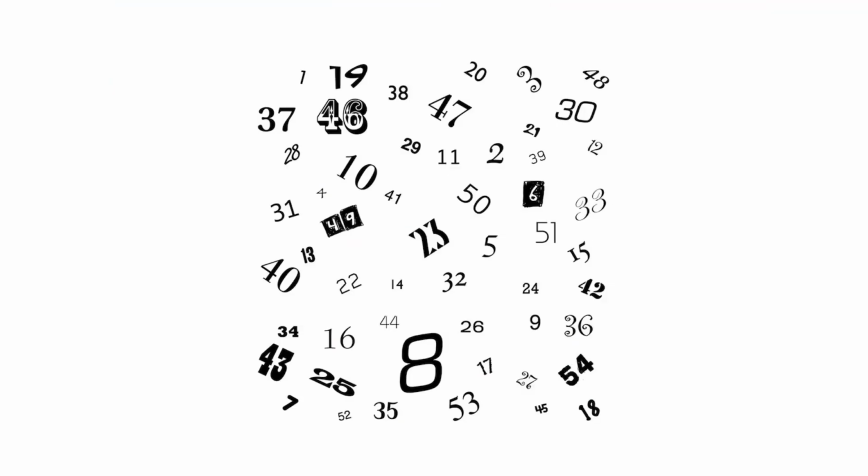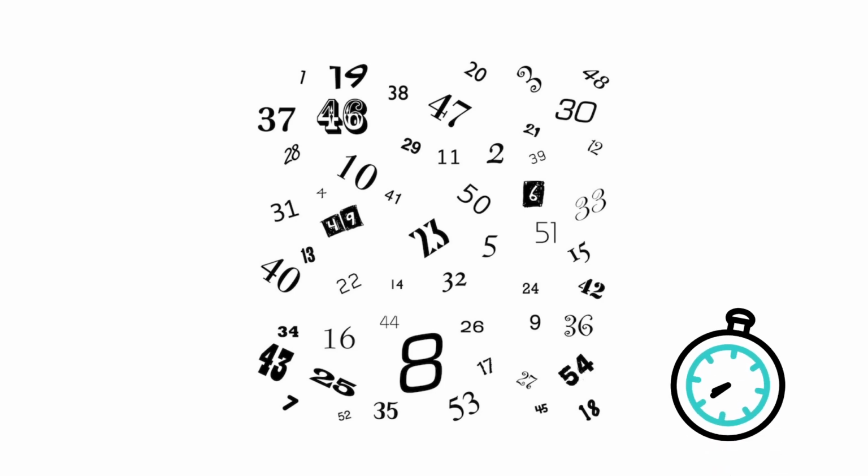Look at this picture and try to find all the numbers from 1 to 54 in the right order, one after the other, and in less than 60 seconds. 99% of people fail at this challenge because the only way to do this in less than 60 seconds is to develop a system. So here's a tip for you.